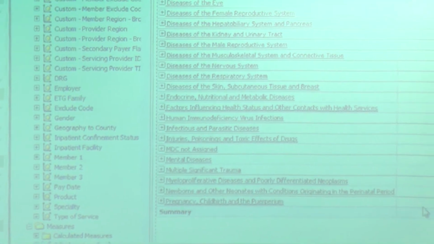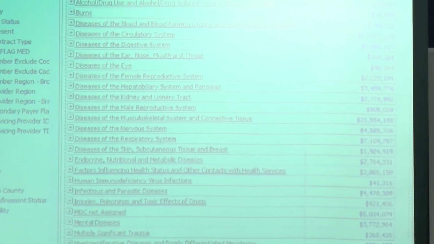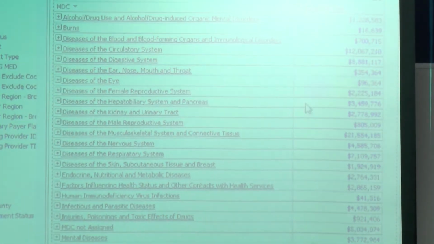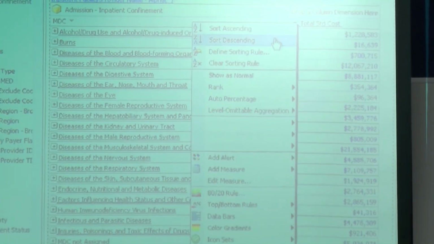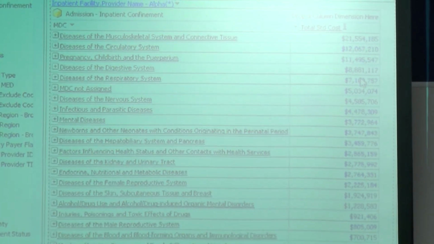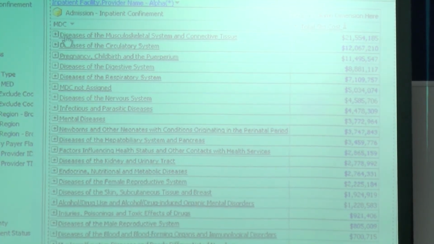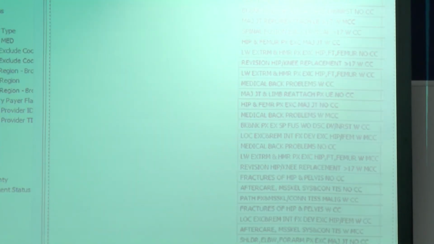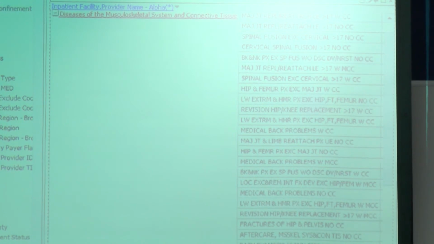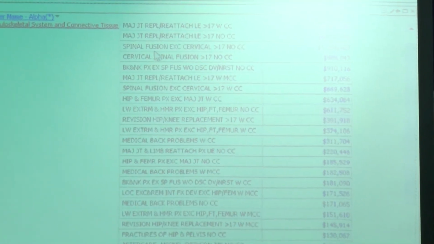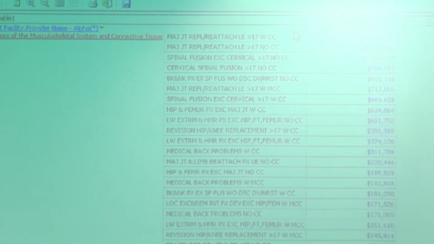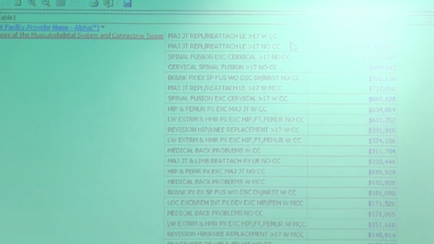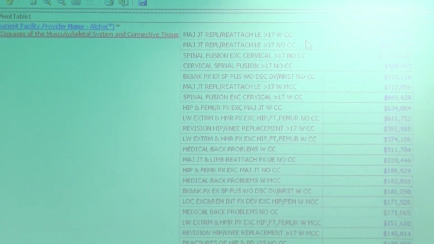So what we've got is pregnancy and childbirth, far and away the biggest one, down at the bottom. Or we can sort it. Actually, no, that's wrong. Diseases of the musculoskeletal is the highest. And here you can see it's major joint replacement or reattachment. That's actually driving it in that particular facility.